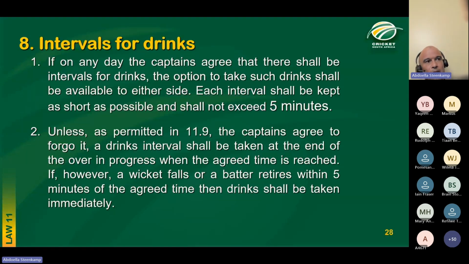In another example, with our drinks being at 11 o'clock, if a wicket falls at 10:54, what happens next? We cannot activate clause 11.8.2. Why? Because the wicket fell 6 minutes before drinks, and 8.2 tells us it needs to happen within 5 minutes. So we will allow the new batter to come in, and we'll take drinks at 11 o'clock.